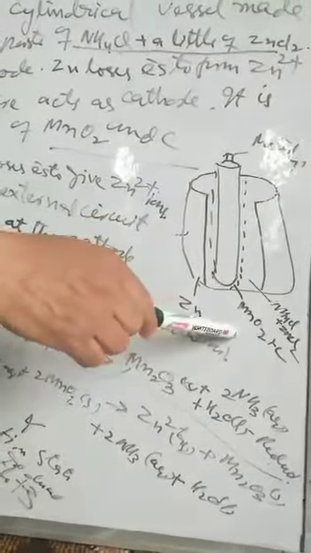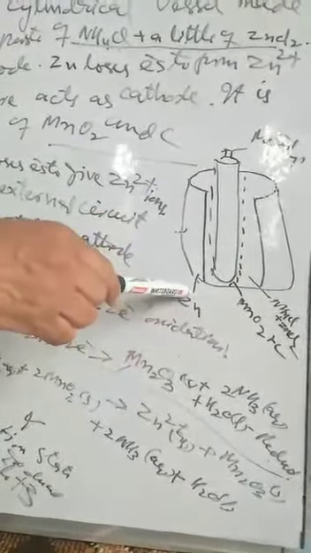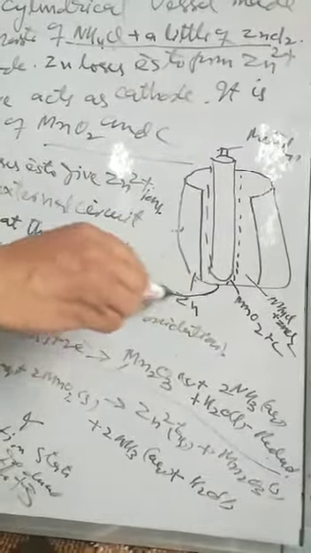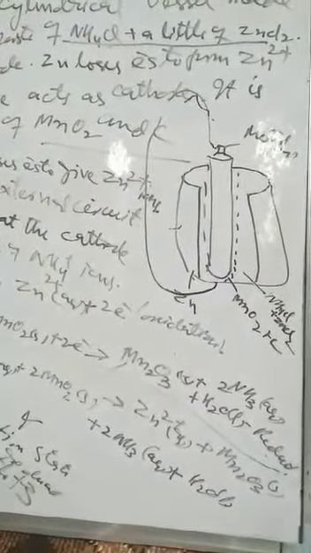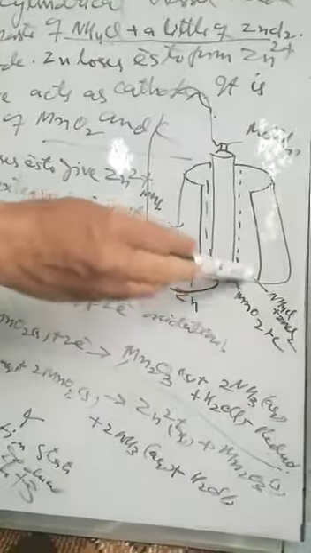During working, zinc loses electrons to form zinc positive cations. These electrons pass here and go through an external circuit. This causes the discharge of ammonia. Here ammonia is released, which reacts with manganese dioxide. Let us see the reaction. At the anode, solid zinc gives Zn 2+ plus 2 electrons, and this is oxidation.